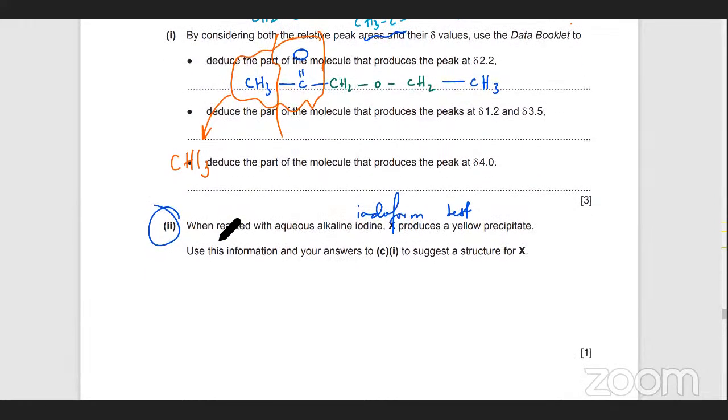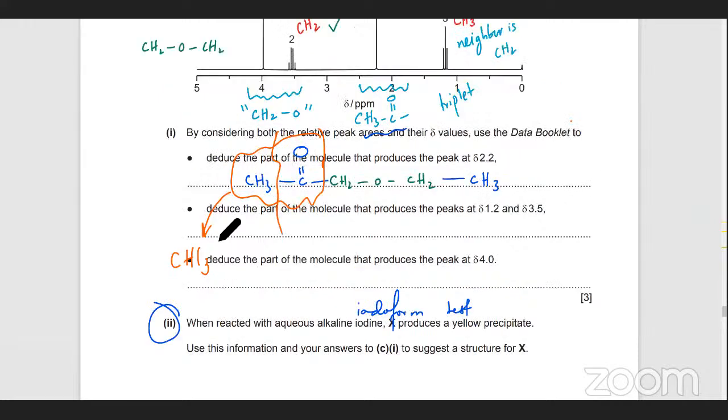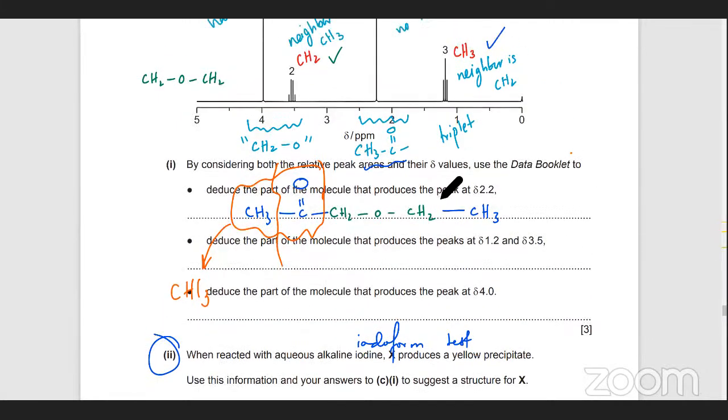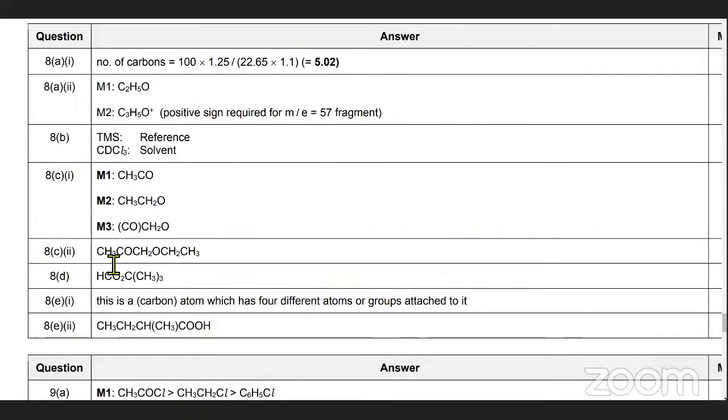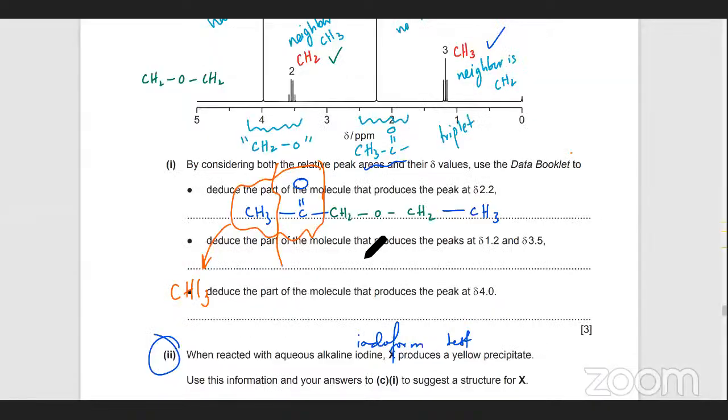To suggest the structure for X, so we've pretty much done our job. What we just need to do is look at the marking scheme and see if we drew the correct structure, which looks fine. Okay, CH3, C double bond O, CH2, then there's another O, then CH2, then CH3. So this is exactly what we drew. तो ये वही है. ठीक है, ये clear है सारों को? Yes, sir. जी.